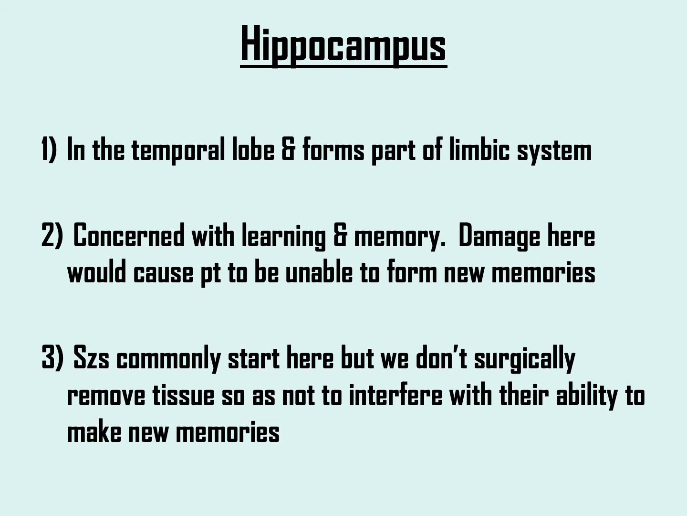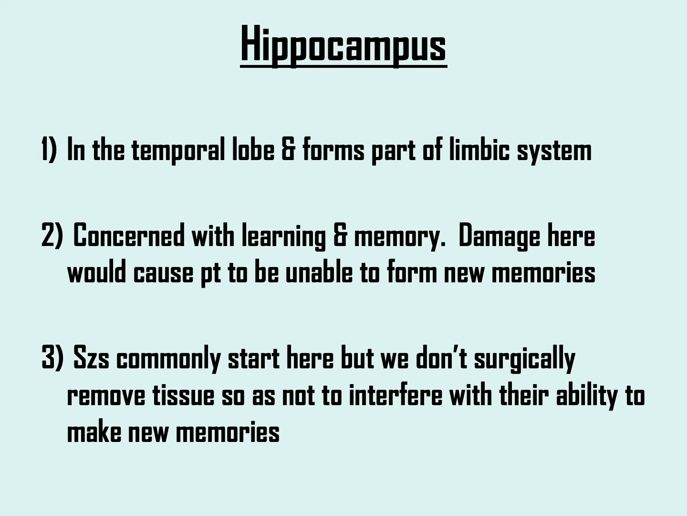Hippocampus, another really important structure that we have to know about. It's a convoluted structure in the temporal lobe. It forms part of the limbic system. So it's concerned with learning and memory. Damage here would cause a patient to be unable to form new memories related to facts and events, but not learning new skills.